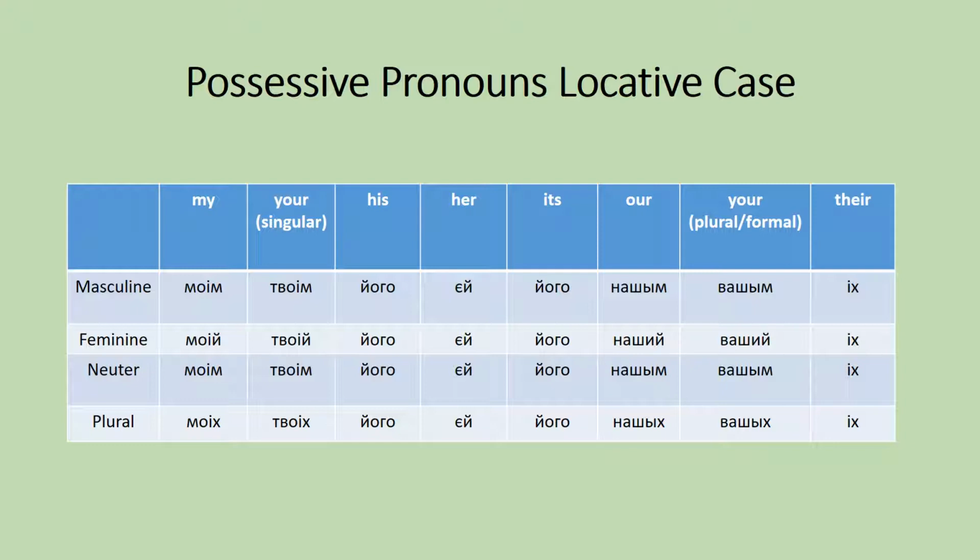Next, let's go on to neuter. My is moim. Your singular is twoim. His is yoho. Her is yea. Its is yoho.